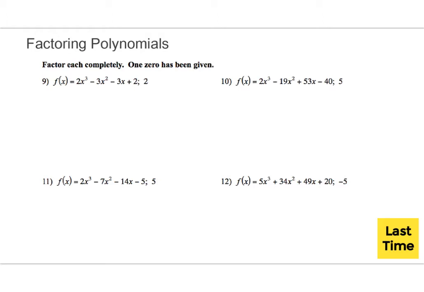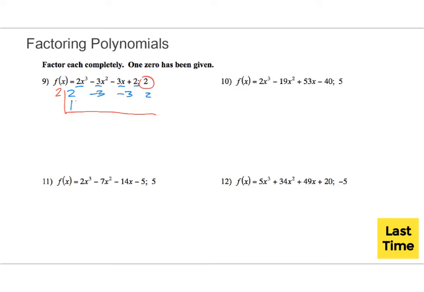We're going to start off with some factoring polynomial stuff. In each of these cases, one zero has been given, so we're going to have to do some long division first. For the first one, I'm going to put the 2 on the outside, that's where the zero goes, and then put my coefficients on the inside. So we've got 2 and then -3, -3, and then 2.